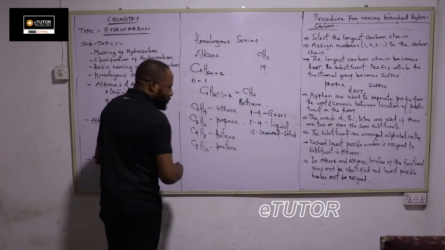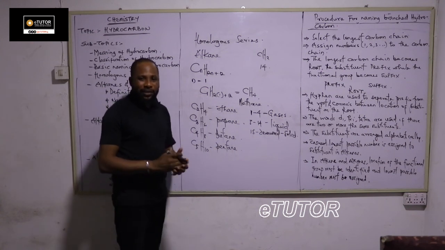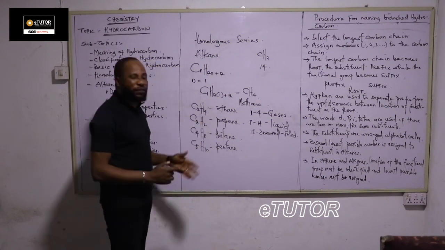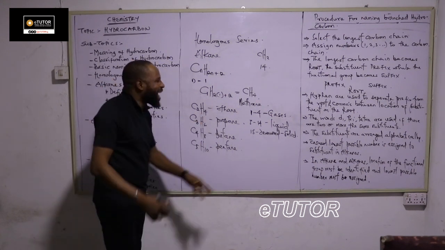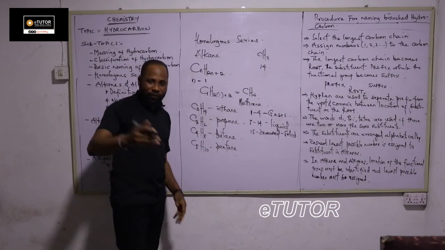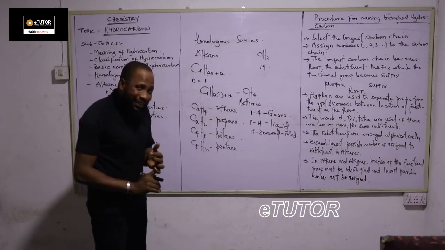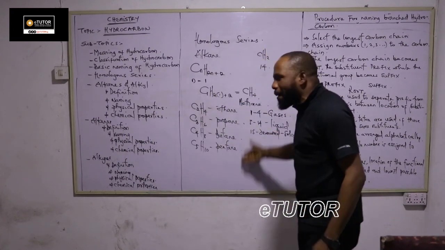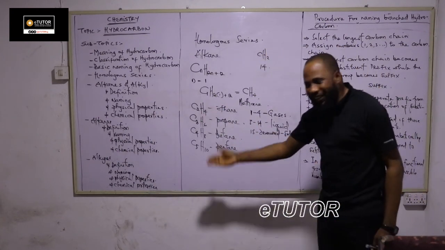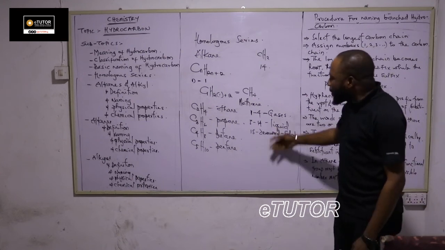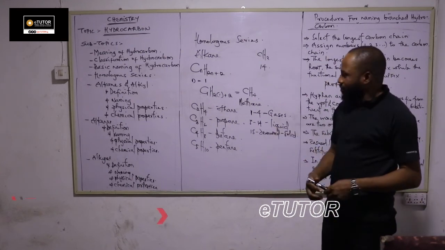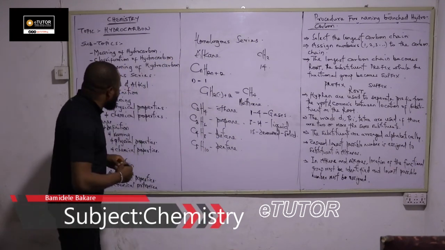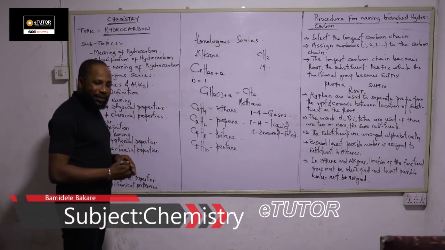Number two, their boiling point, the melting point, the density of the members of the family increases as the number of carbon increases. The density, the boiling point, the melting point of each member of the family increases as the number of carbon increases. Then, let's look at the chemical properties of alkane.